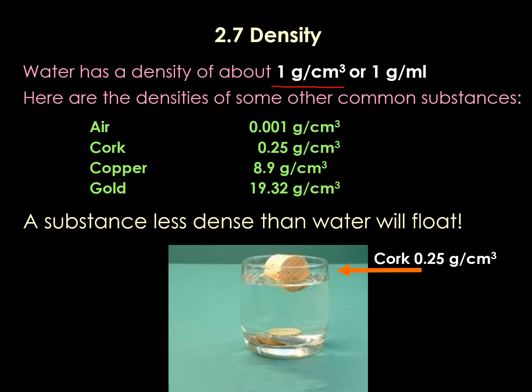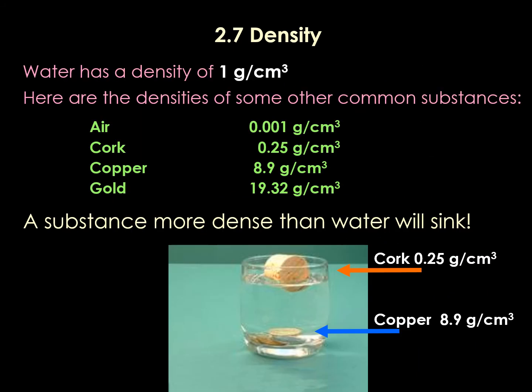In this case, air has a lower density than water, so that's why air is above us. However, we have things like copper and gold, which have a higher density than water, so they will sink. You don't have to memorize any of the densities; you would be given them, although you will have to know that the density of water is 1 gram per centimeter cubed. I would say that's the only one you have to know. So this just shows the copper sinks, the cork floats.